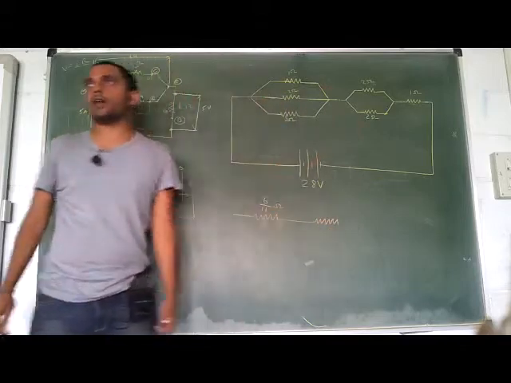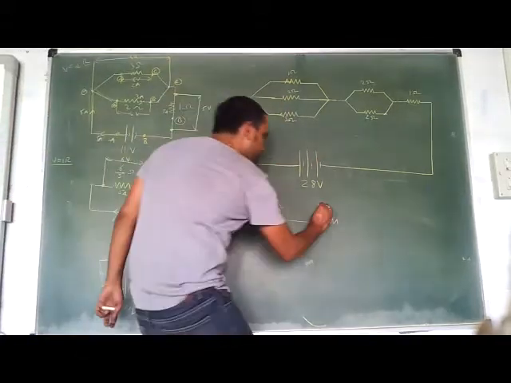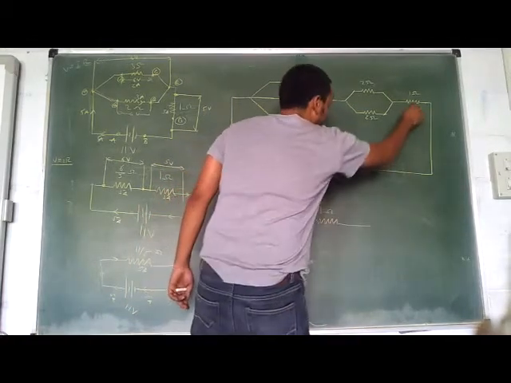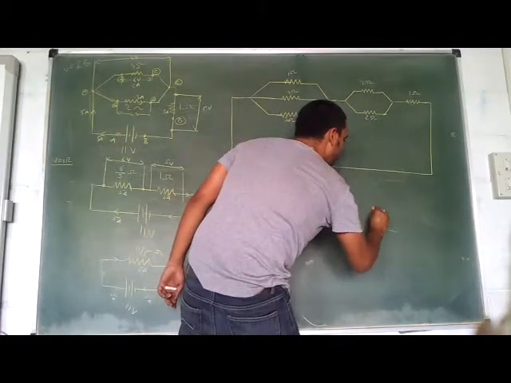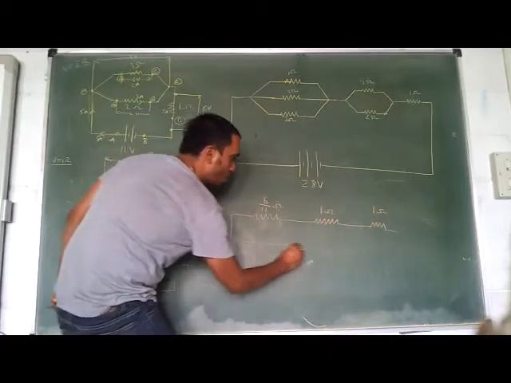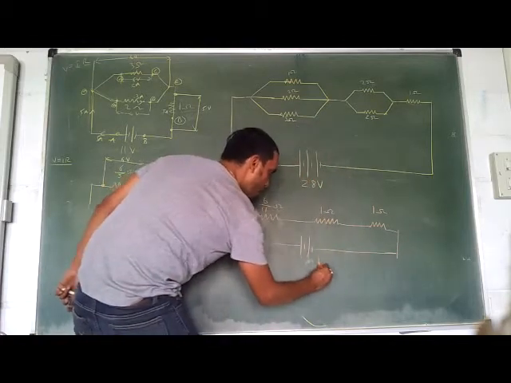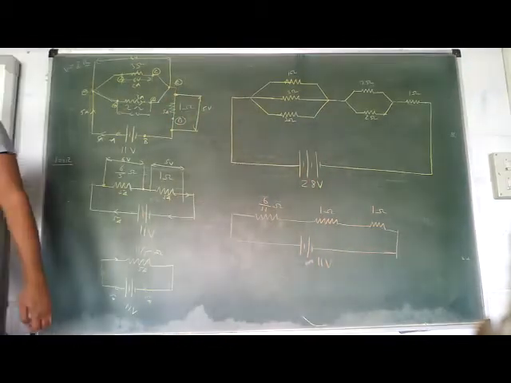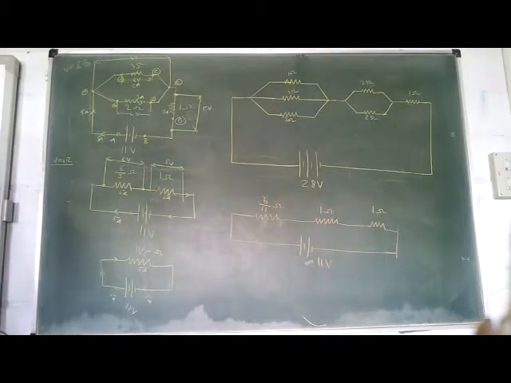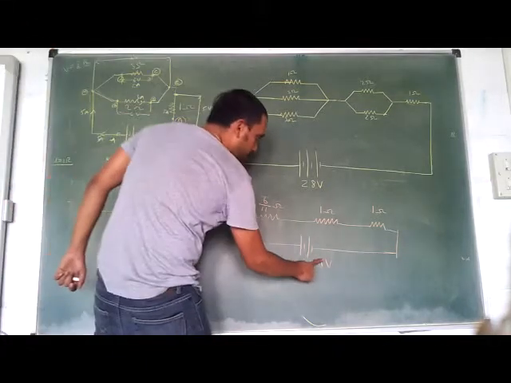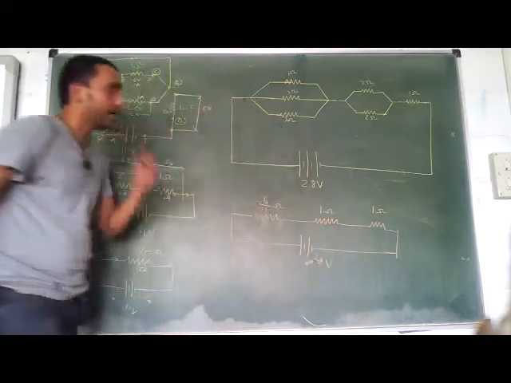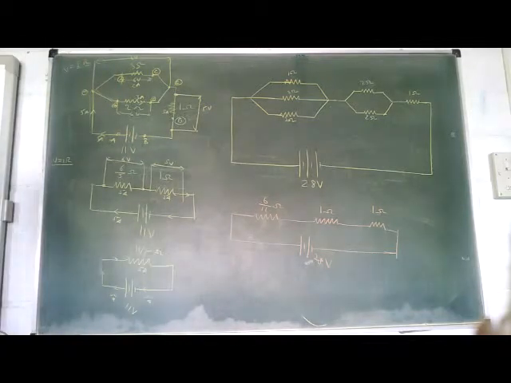These two together, how much? 1. And this one? 1 ohm. What do you think is the total resistance offered by the circuit? 6 by 11 plus 1 plus 1. So you get 28 by 11. Have you calculated? Okay. Voltage of the battery is 28.